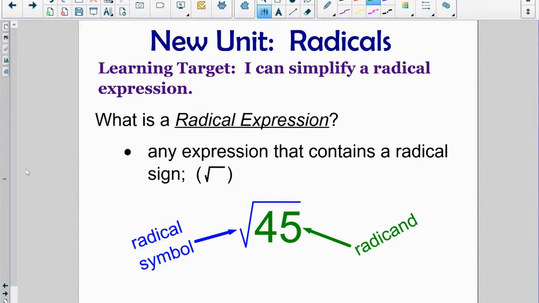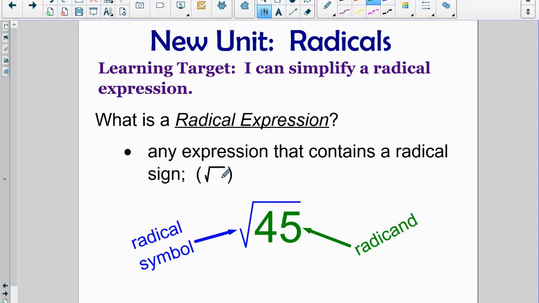Hi, today we begin a new unit on radicals. Our learning target today for the first lesson is: I can simplify a radical expression. So let's start by answering that question. What is a radical expression? Well, it is what it sounds like. It's an expression that contains a radical or radical sign.